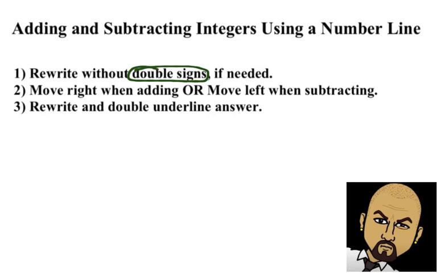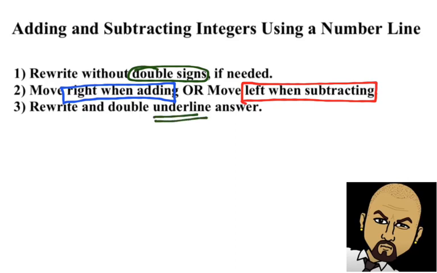Let's talk about rewriting without double signs. Double signs means two operations, and usually we write them without double operations. We only do them singly, and I will show you how to do that. Remember to move to the right when you add, because your values are increasing, and you move to the left when you're subtracting because your values are decreasing. And then we will double underline our answers.